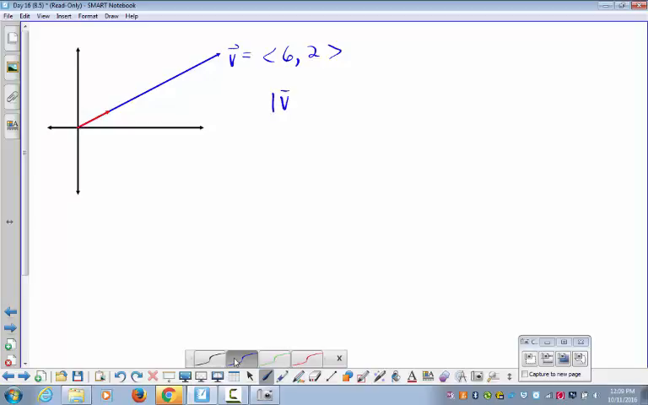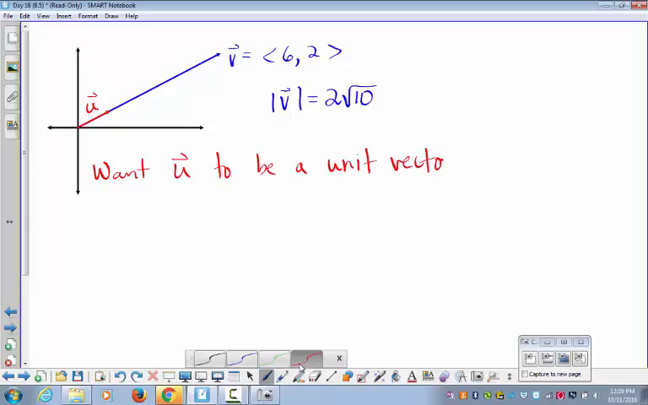If we want to find the length of that vector, we will see that it's 2 root 10. We just did it. 36 plus 4, 2 root 10. Okay. So now, if I look at this little red vector down here, u, I want u to be a unit vector in the direction of v. Direction of v. All right.